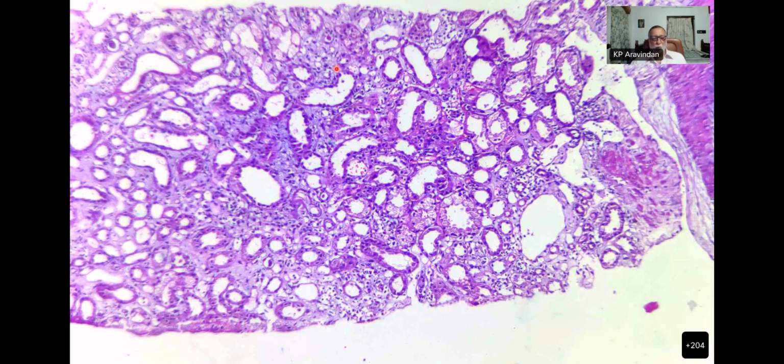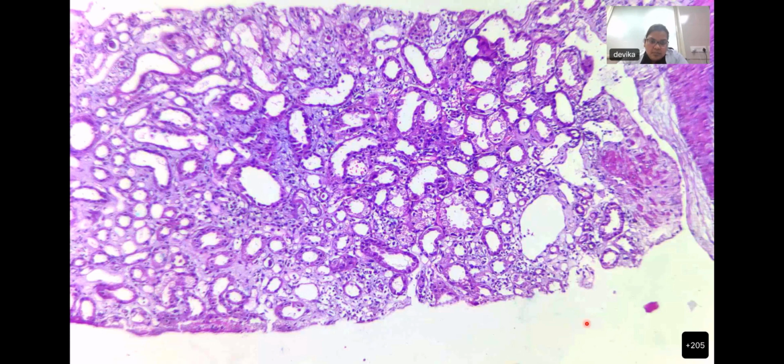See, look at the slightly bluish kind of material all in between. So this is edematous, an edematous renal tissue. And among this edema, what do you find? So in this edema, there are also mixed inflammatory cells. Inflammatory cells. Okay. Which inflammatory cells? What kind of inflammatory cells?